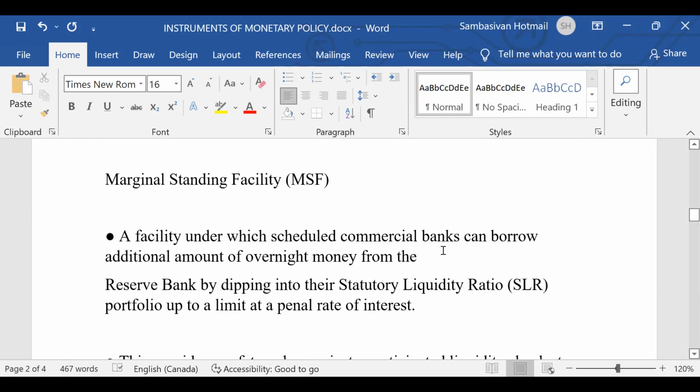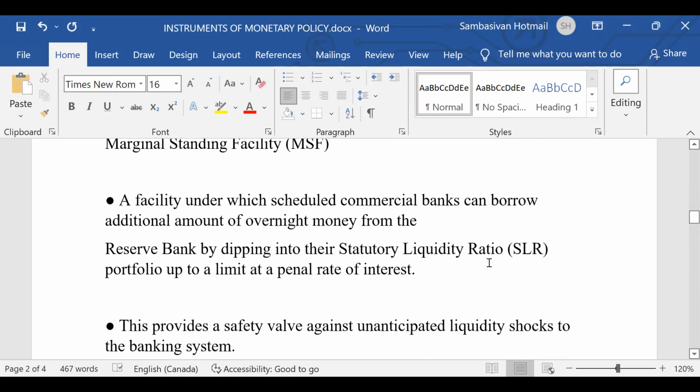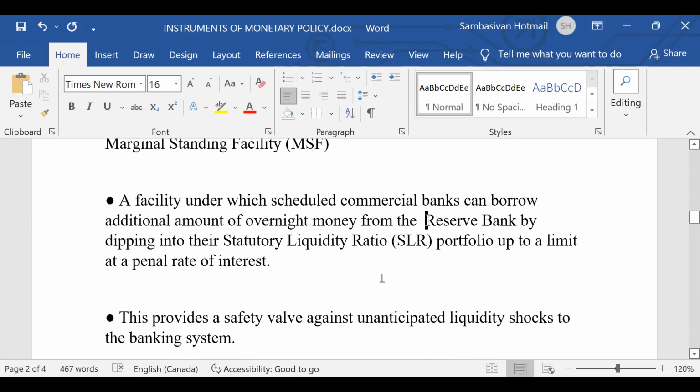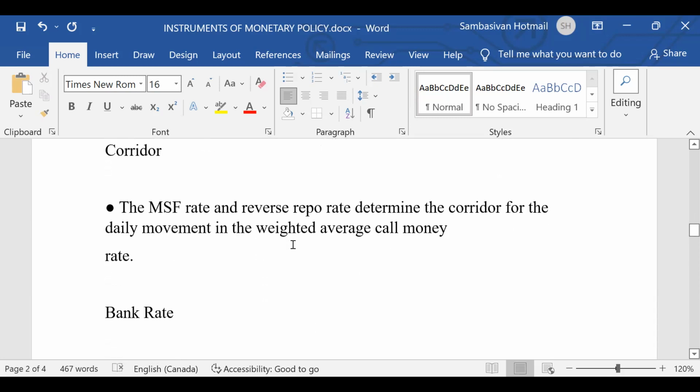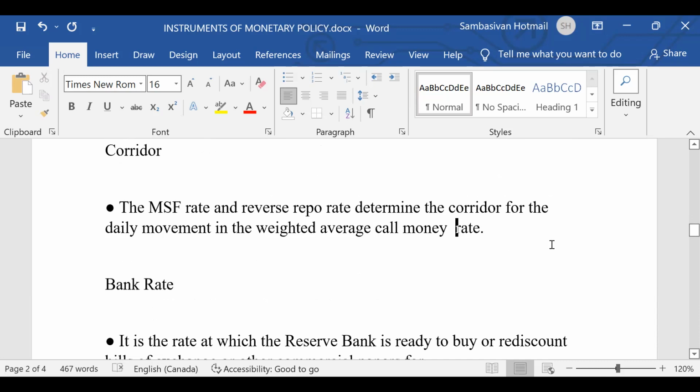Marginal standing facility: a facility under which scheduled commercial banks can borrow an additional amount of overnight money from the Reserve Bank by dipping into their statutory liquidity ratio portfolio up to a limit at a penal rate of interest. It is now 5.15%. This provides a safety valve against unanticipated liquidity shocks to the banking system. Corridor: the MSF rate and reverse repo rate determine the corridor for the daily movement in the weighted average call money rate.